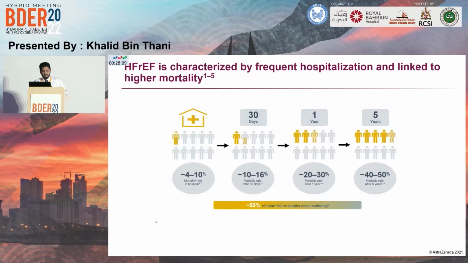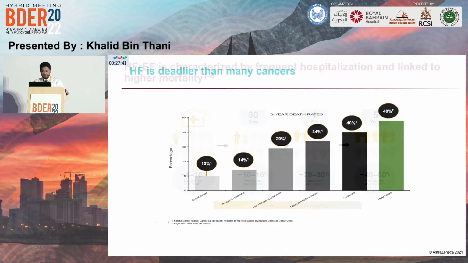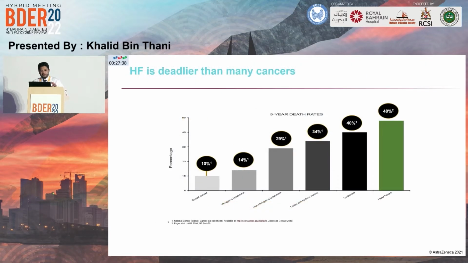Now, all of us know that heart failure with reduced ejection fraction is characterized by frequent hospitalization, and these are linked to higher mortality. You can notice here that during hospital admissions, we always count the 30-day mortality rate. As the patient gets admitted more, the mortality rate gets higher. To give you the picture, how does this look?